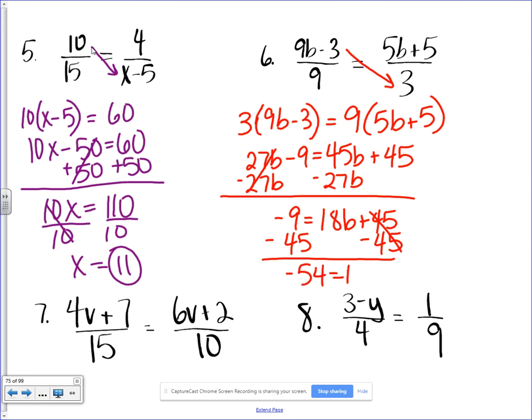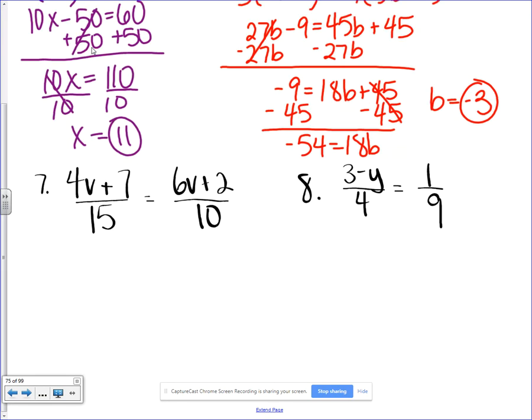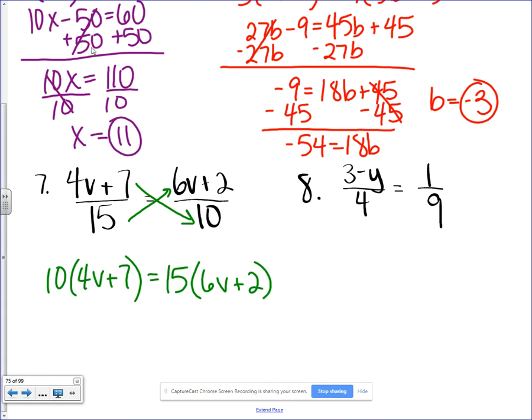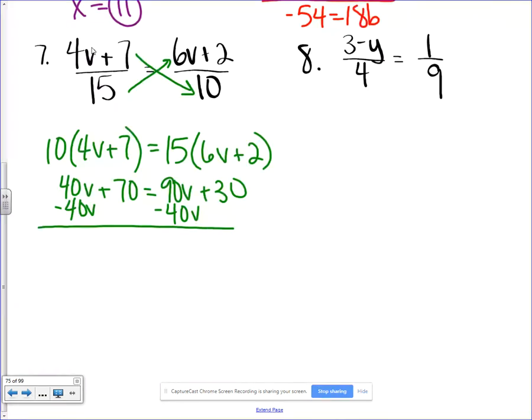Okay, distribute. Get your v's together. And divide by that 50. This will not be a whole number. I get v equals, I would leave it as 4/5. You could also have the decimal, which would be 0.8.